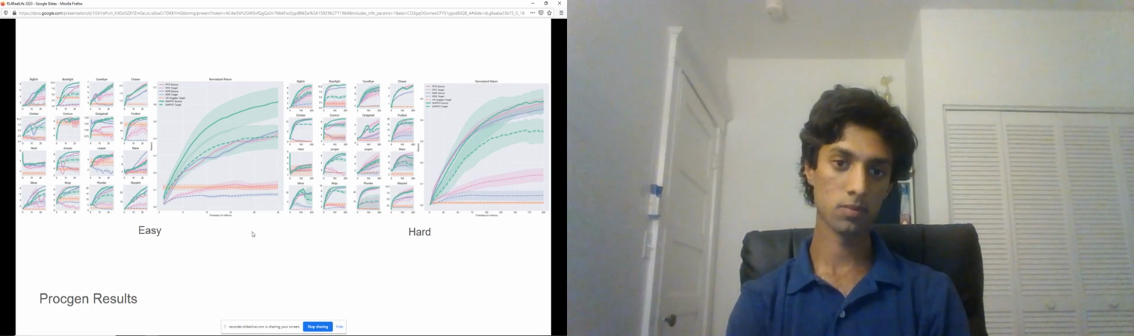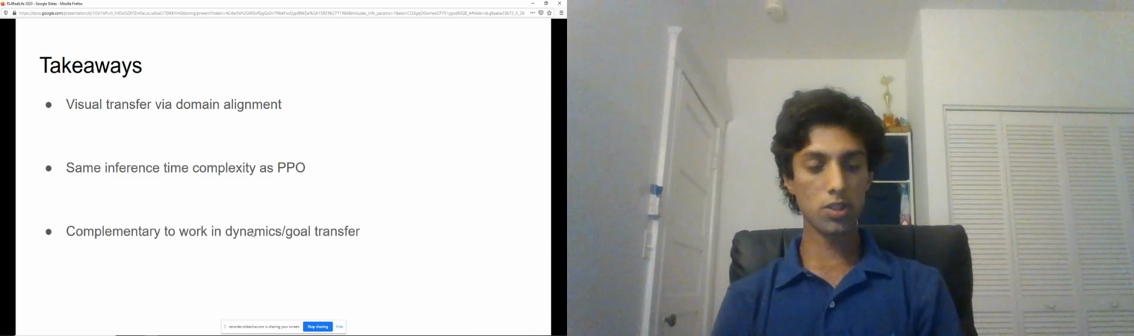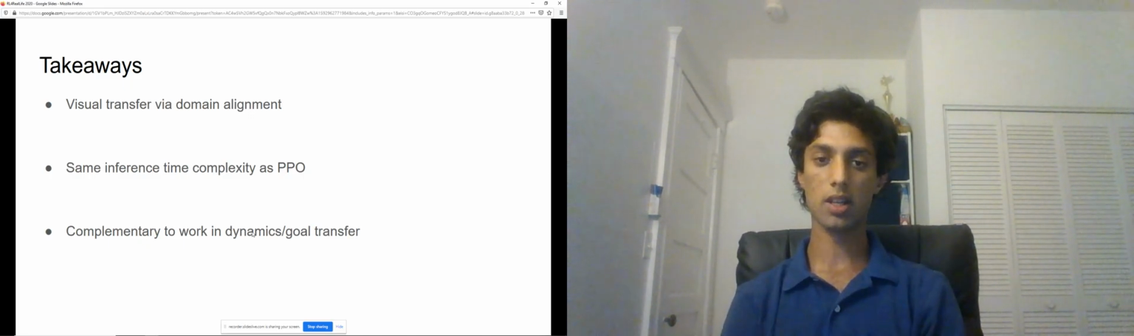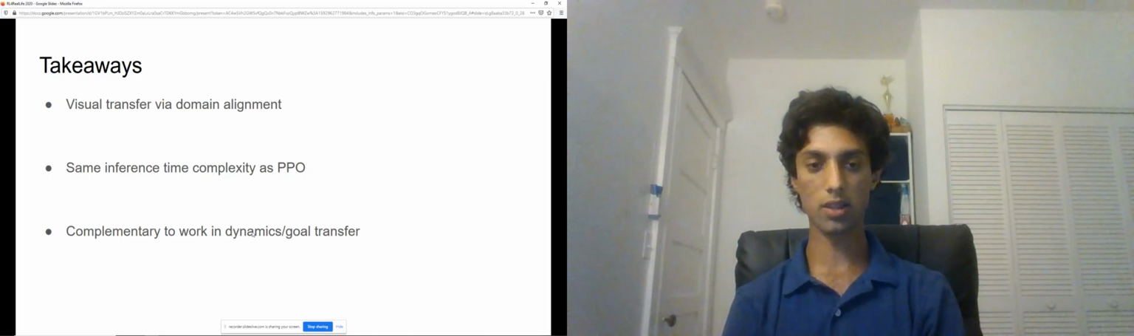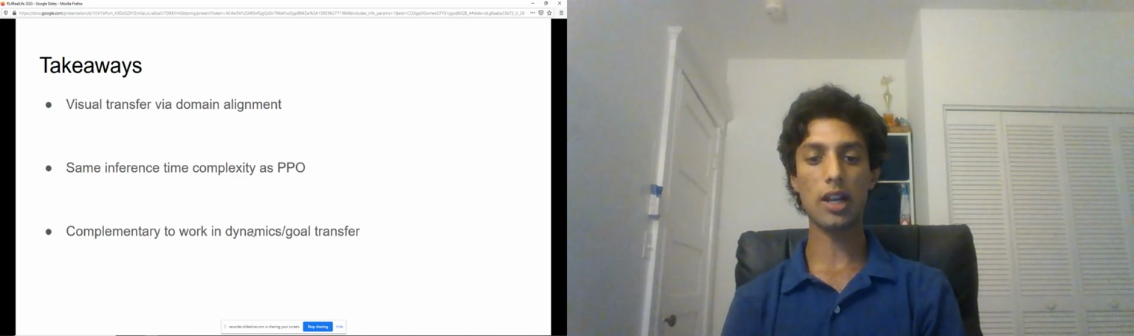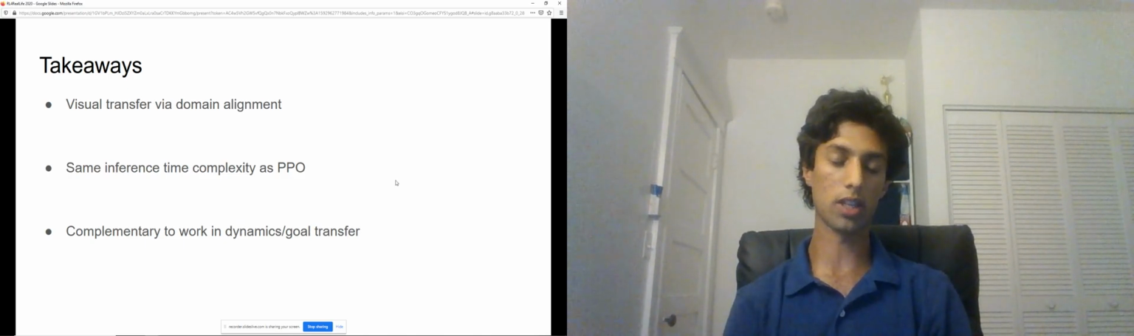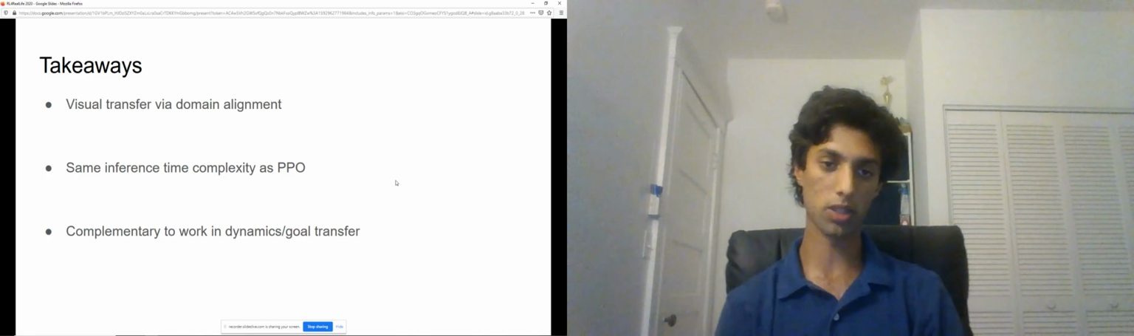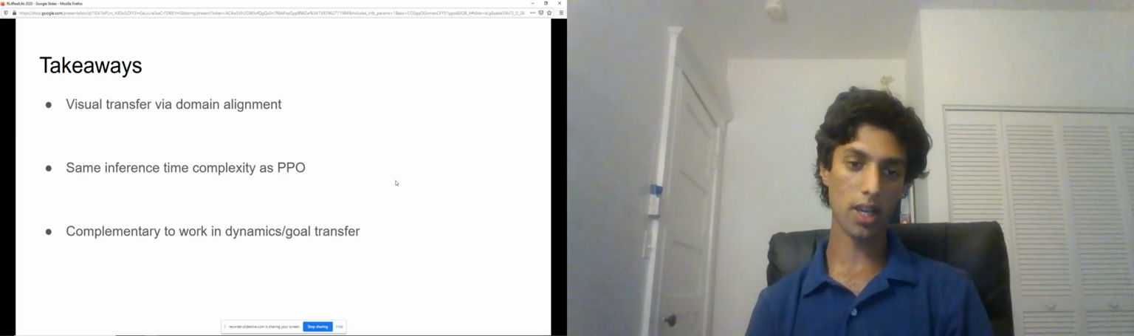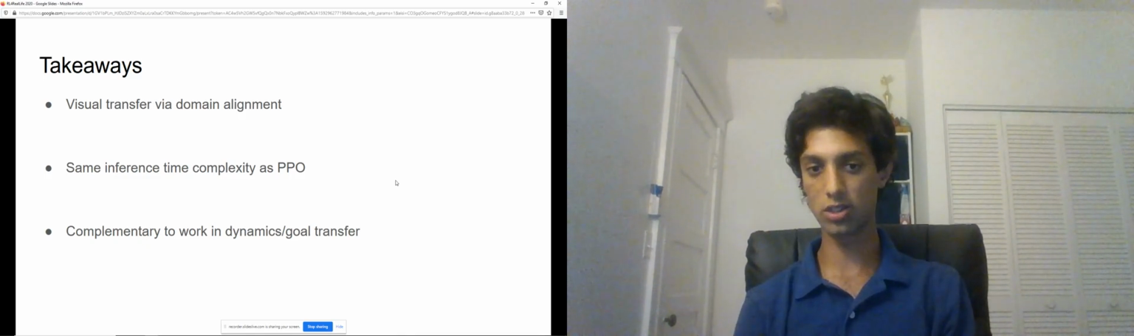So what are the takeaways here? Firstly, we've demonstrated successful visual transfer via domain alignment, distribution alignment. This means you don't really need some sort of additional thing built on top of your agent. If you train your agent with the right loss term, it can transfer between different block MDPs and different visual domains. Once again, as we've actually added nothing additional at inference time, it's just a change in the loss function.